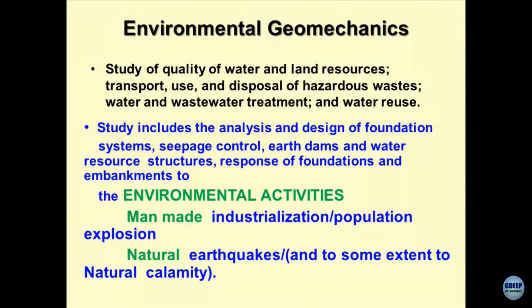These environmental activities can be grouped in two categories. The first one is man-made and the other one is the natural process, or natural calamities as we call it. Here I have given you some examples of man-made activities, though we discussed them in quite some detail. Primarily the man-made activities would be industrialization and population explosion, and everything is part and parcel of this, including the scarcity of land which I talked about in the previous lecture.